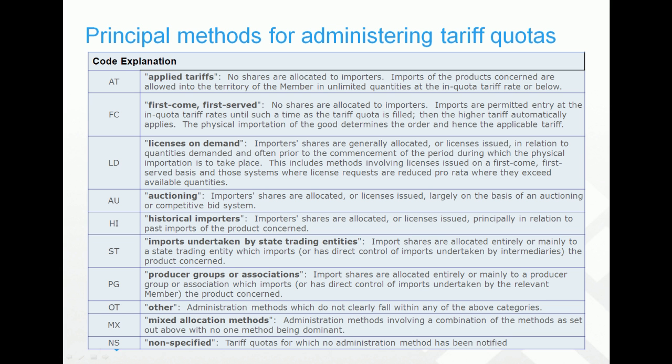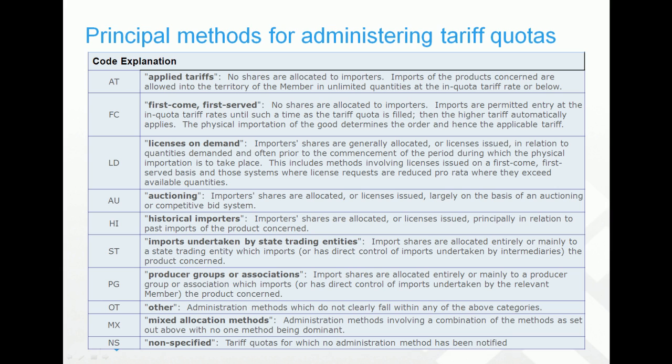In the case of tariff quotas or tariff rate quotas, one may ask how the imports are chosen to which the lower tariff rate is applied. There can be many different procedures to decide on this. The table shows a rough classification of the principal methods for administering tariff rate quotas.